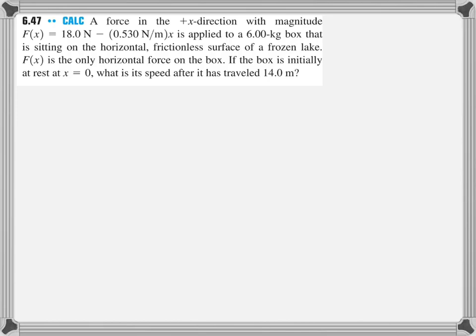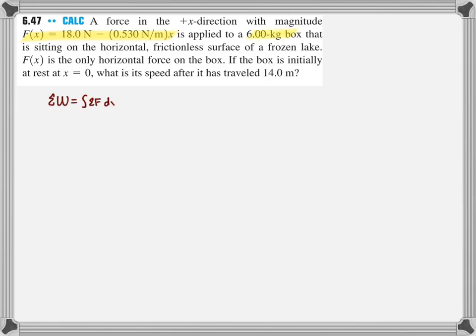For the next problem, we're going to have to use the actual kinetic energy and work formula, because in this problem they're saying a force in the positive x direction with a magnitude of, so it's changing because they're giving us the equation, 18 newtons minus 0.53 newton meters x, is applied to a 6 kilogram box that is sitting on the horizontal frictionless surface of a frozen lake. Fx is the only horizontal force on the box. If the box is initially at rest at x equals 0, what is the speed after it has traveled 14 meters? So it seems very confusing at first, but we can calculate this by using two main formulas.